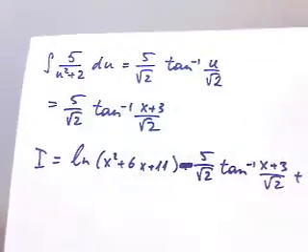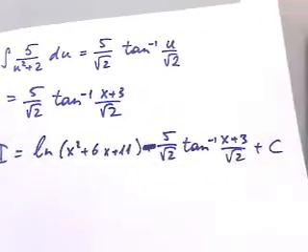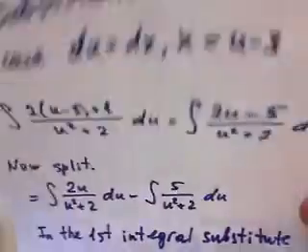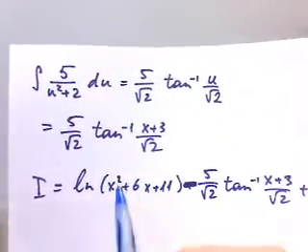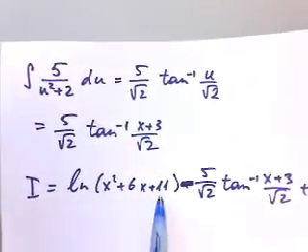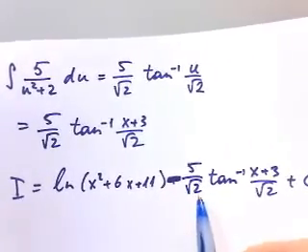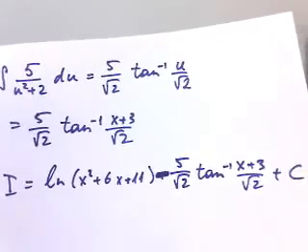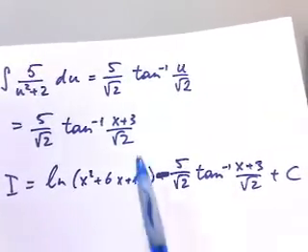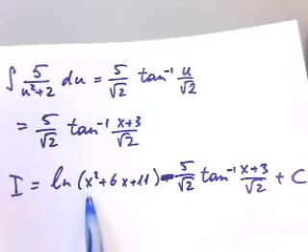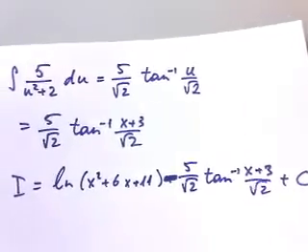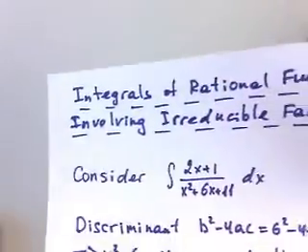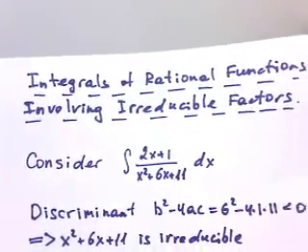So our integral, which is a sum of two integrals, this and this, becomes natural logarithm of x squared plus 6x plus 11 minus 5 over square root of 2 times arctangent of x plus 3 over square root of 2, plus c. That is the final answer. And also pay attention to the fact that this logarithm contains x squared plus 6x plus 11, which is exactly what we had in the original integral in the denominator. And this will always be the case.